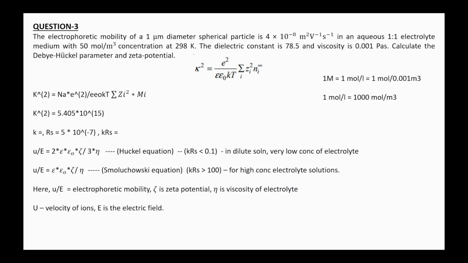So kappa square can be calculated using this formula, that is nothing but e square, your electronic charge square, divided by epsilon naught k, that is your Boltzmann's constant, times T, the whole multiplied by summation of Zi square times Ni infinity. So you have to calculate the value of kappa. Once you calculate this value of kappa square, and then from there get the value of kappa, you need to multiply that with the rs.